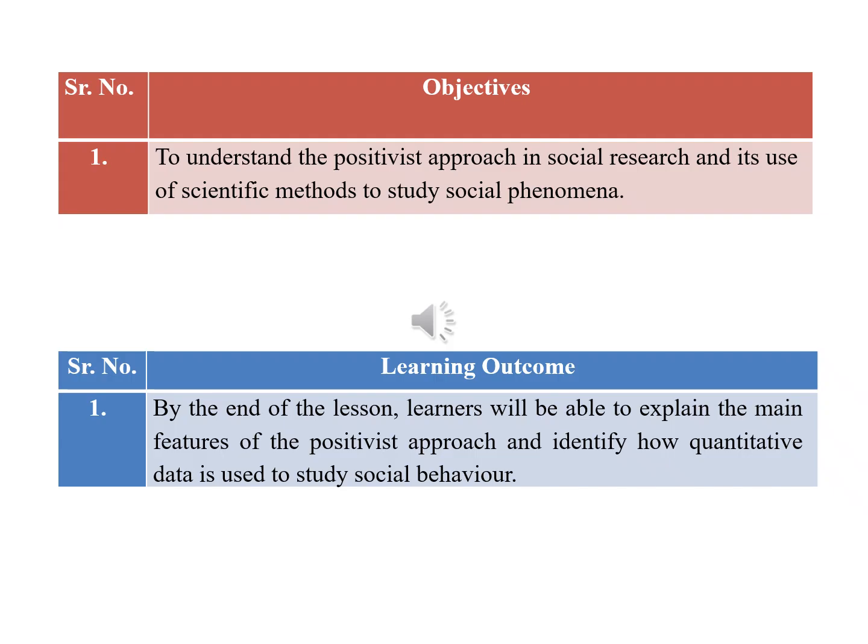Now let's see the objective of this particular topic, that is positivist approach. The objective is to understand the positivist approach in social research and its use of scientific methods to study social phenomena. And the learning outcome: by the end of this lesson, you will be able to explain the main features of positivist approach and identify how quantitative data is used to study social behavior.